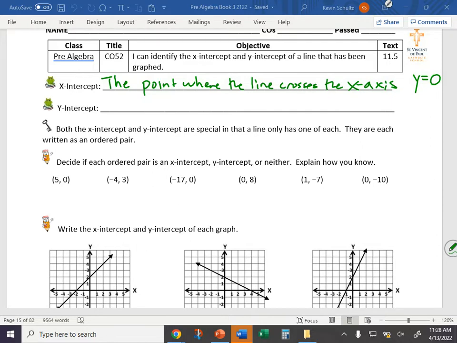The y-intercept then is kind of just the opposite. The y-intercept is the point where the line crosses the y-axis. Okay? The point where the line crosses the y-axis.